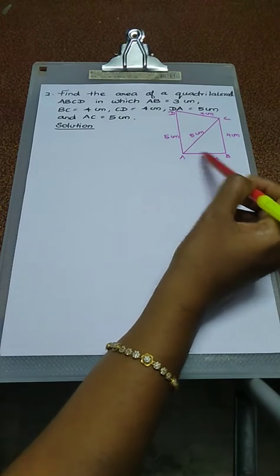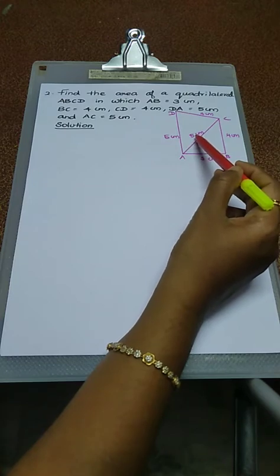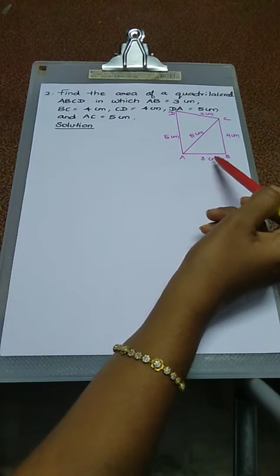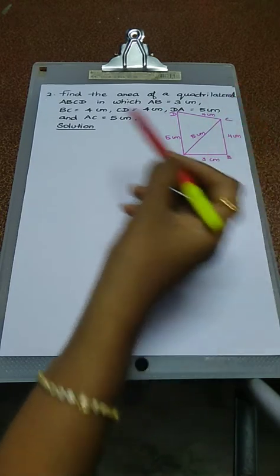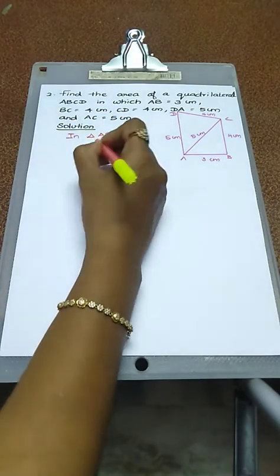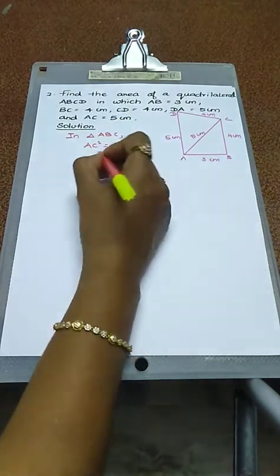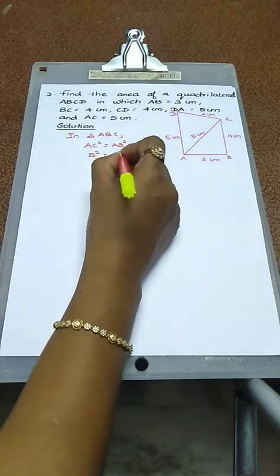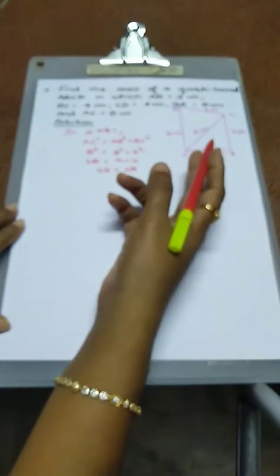ABCD is a quadrilateral. ABC looks like a right angle triangle. Check the values: 5 square is 25, and 4 square plus 3 square is also 25. So this is a right angle triangle. In triangle ABC, AC square is equal to AB square plus BC square. AC is 5, so 5 square equals 3 square plus 4 square. 25 equals 9 plus 16, so 25 is equal to 25. So this is actually a right angle triangle.